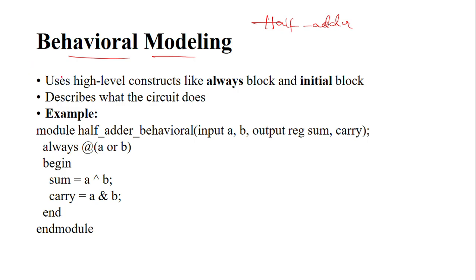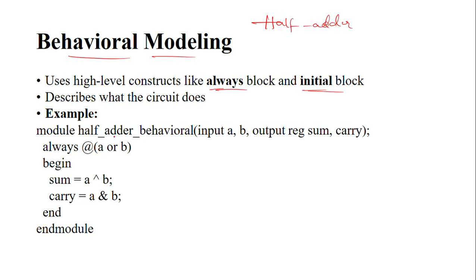First of all, let's see what behavioral modeling is. It uses high level constructs like the always block and initial block. When we look into behavioral modeling in a separate video, we will look at always and initial in depth. For now, in behavioral modeling we use 2 types of blocks, the always block and the initial block. It describes what the circuit does, how the circuit works, and what its purpose is.